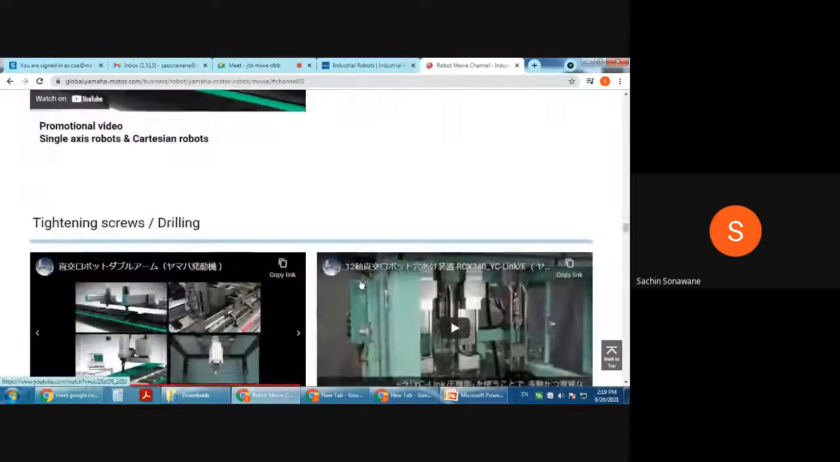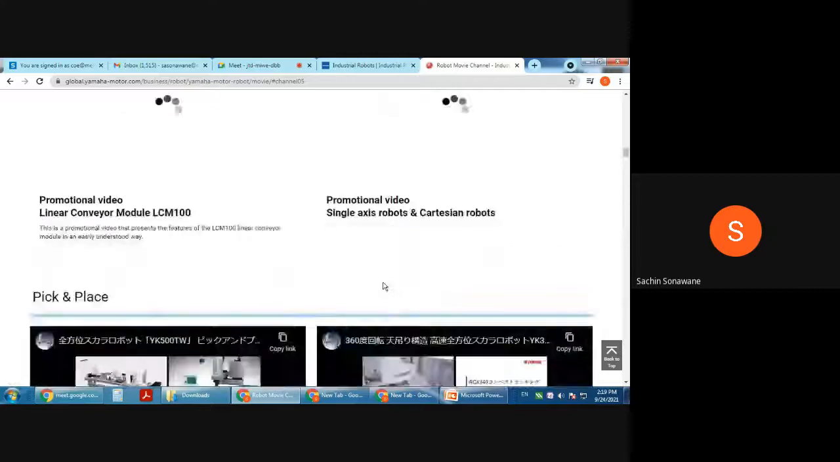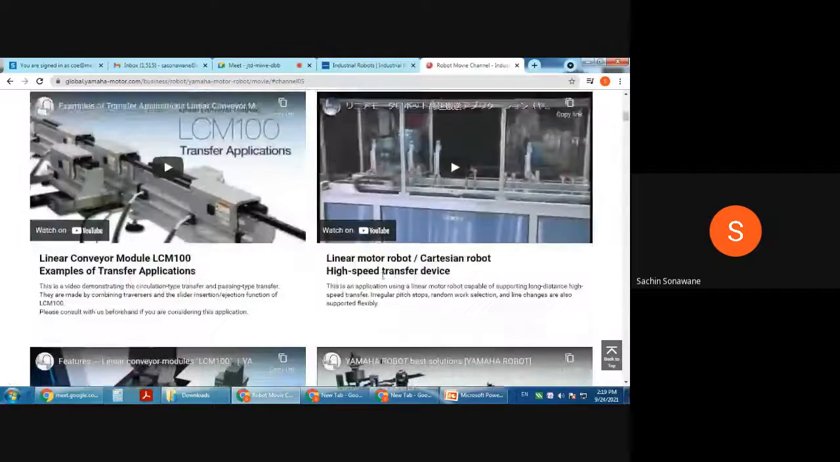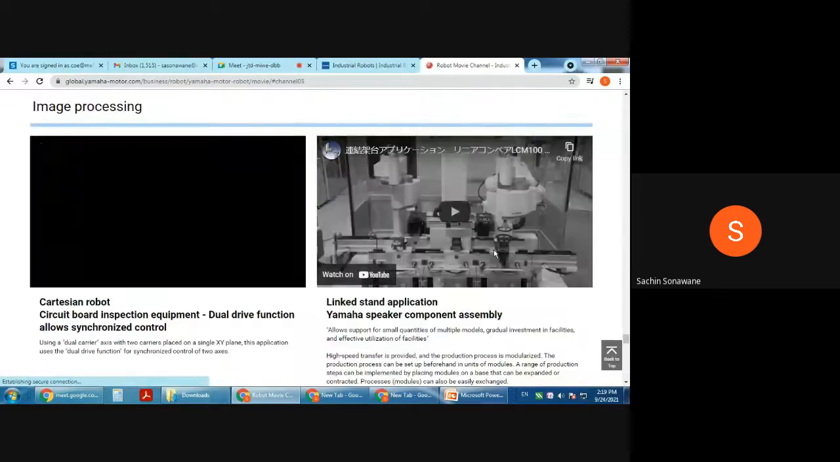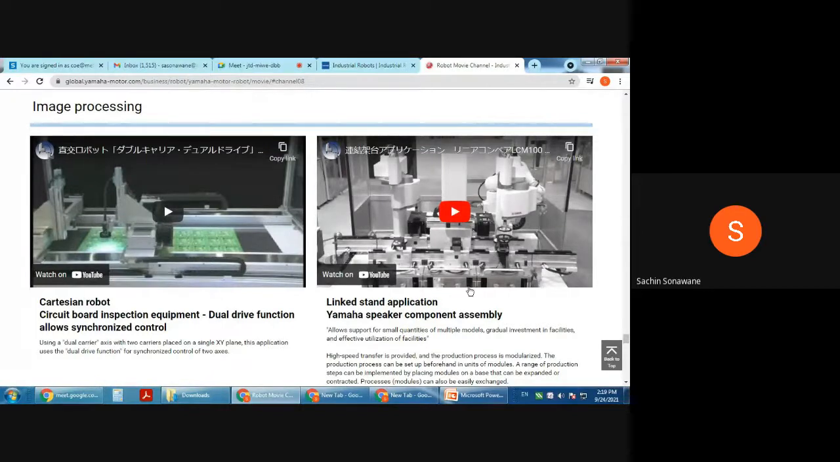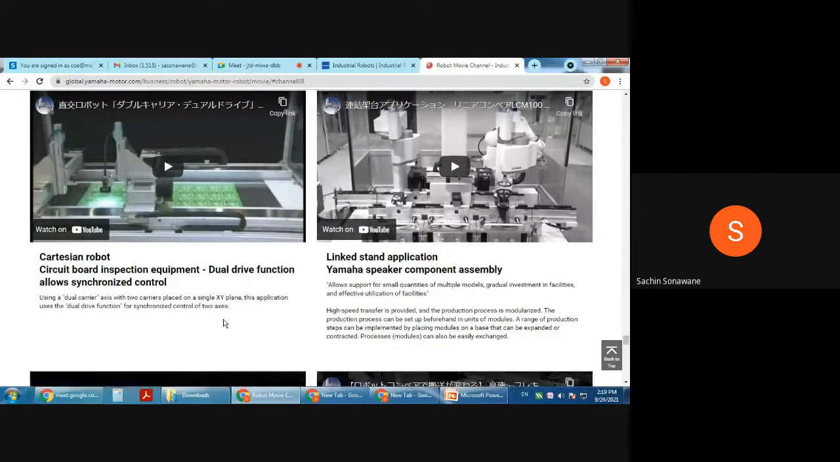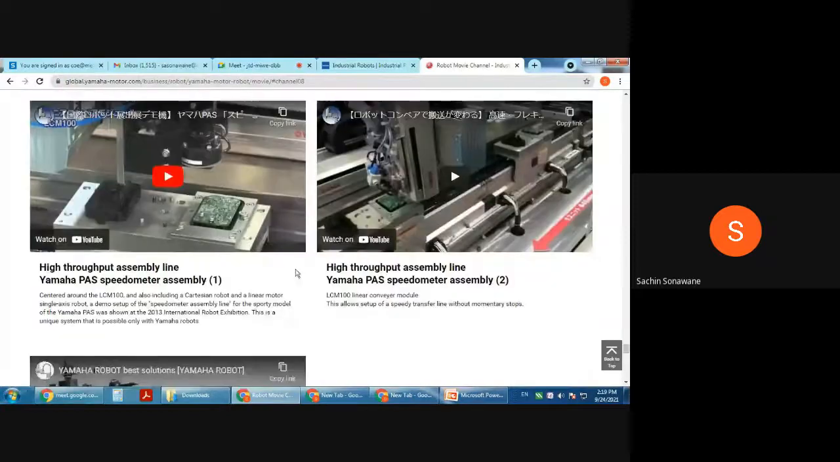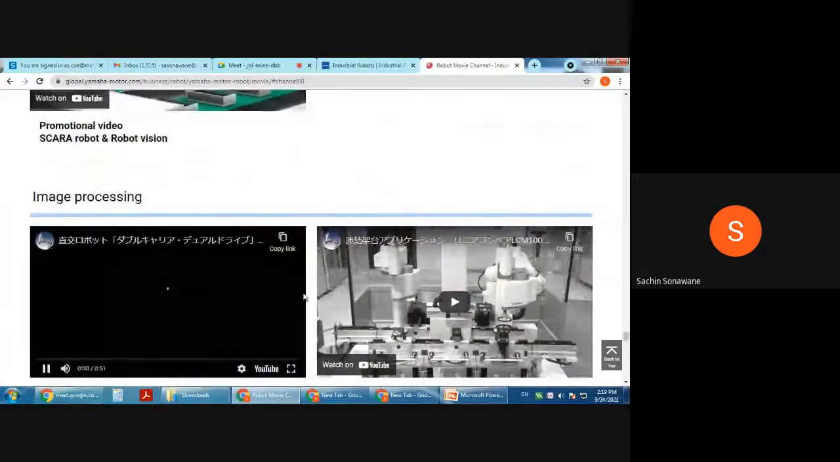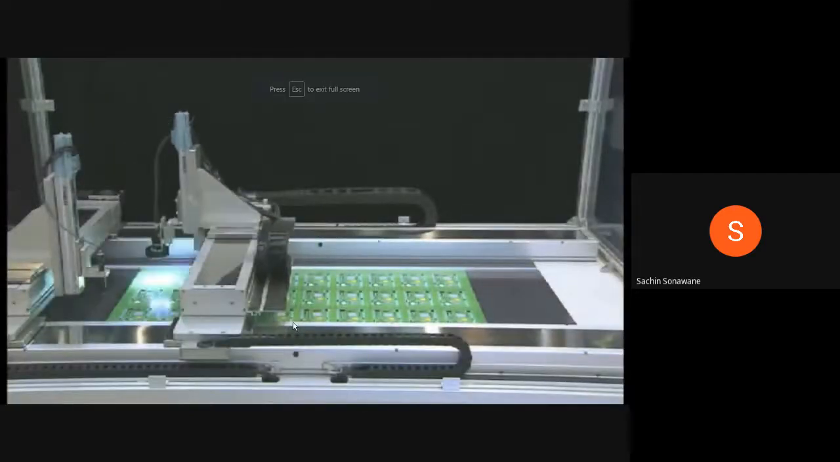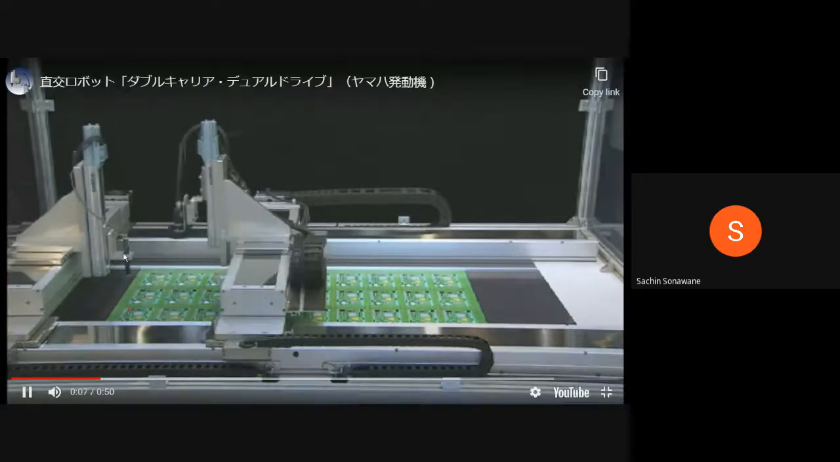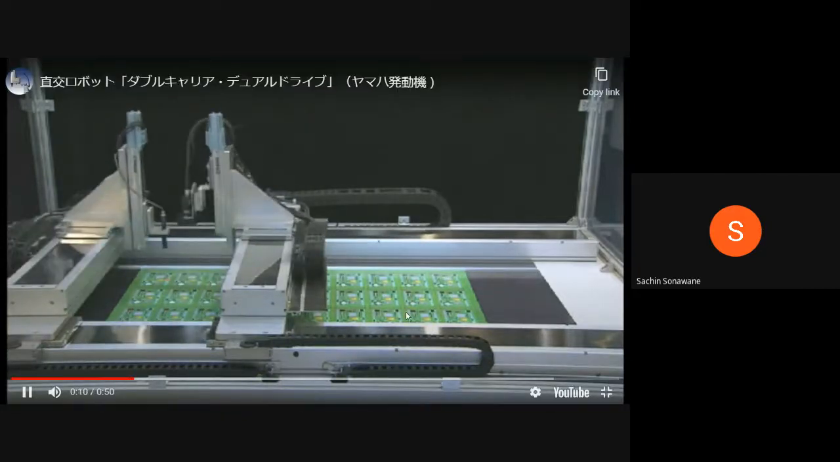Then next application, conveyor tracking or image processing will go. See that how robot is used for image processing applications. Circuit board inspection equipment, dual drive function allows synchronized control. It consists of vision sensor. This light is nothing but due to vision sensor.